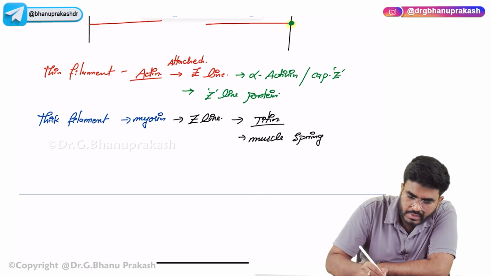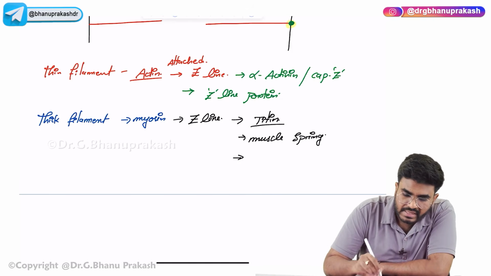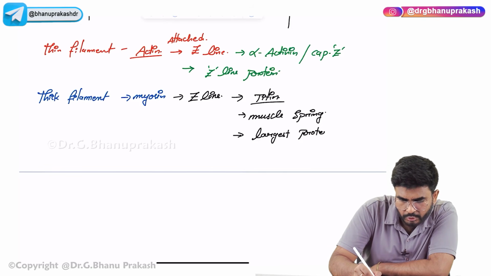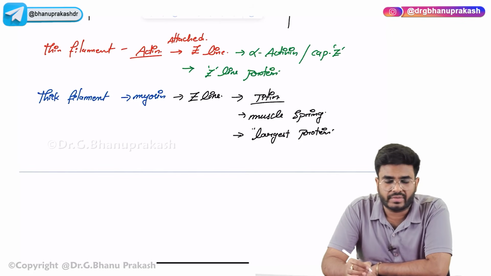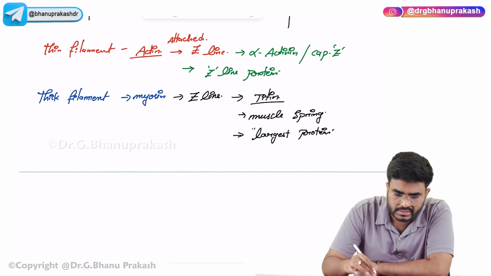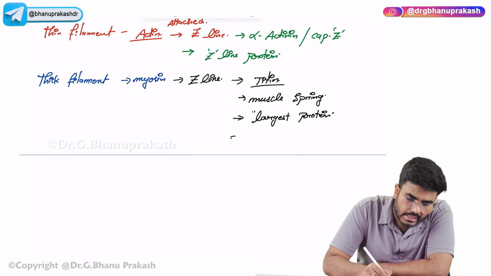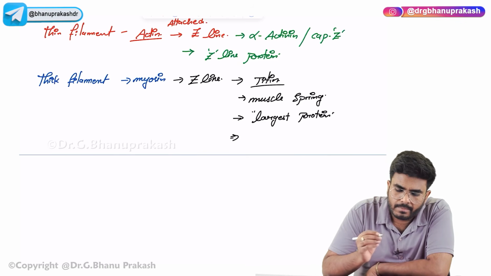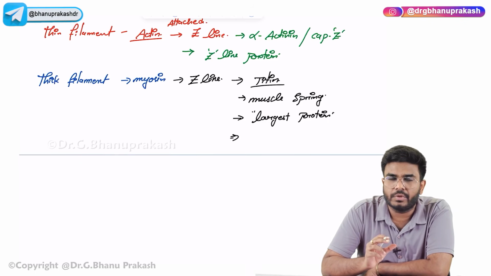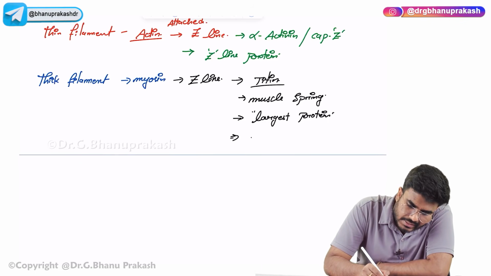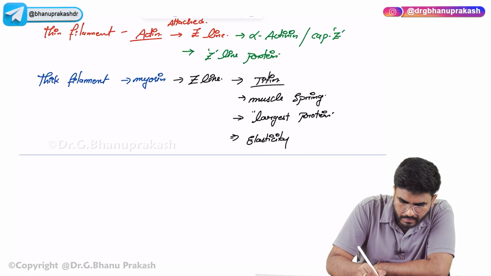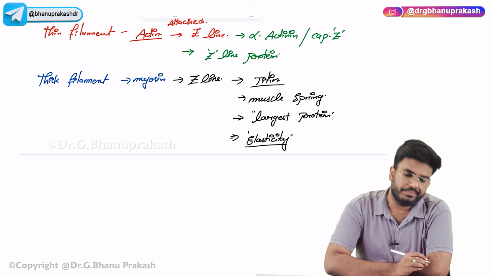That's an MCQ. This titin is the largest protein in humans. The molecular weight is somewhere around 27,000 kilodaltons. So it's the largest protein in humans. And titin maintains the elasticity of the muscle.